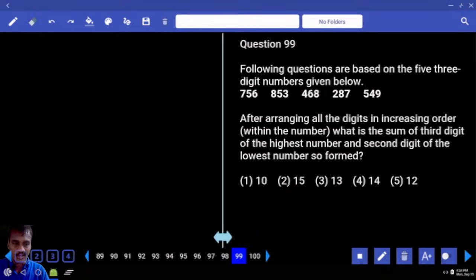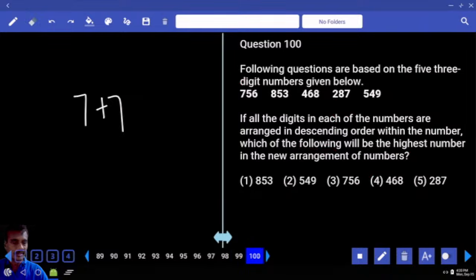Definitely first. After arranging all the digits in increasing order within the number, sum of the third digit of the highest and second digit of the lowest. All the digits are arranged in ascending order, because the lowest digit comes to the first place. The digits are arranged in increasing order. Which is the highest? 5 is the highest. Third digit is 7. Third digit of the highest number, second digit of the lowest number. 7 plus 7, 14, choice.